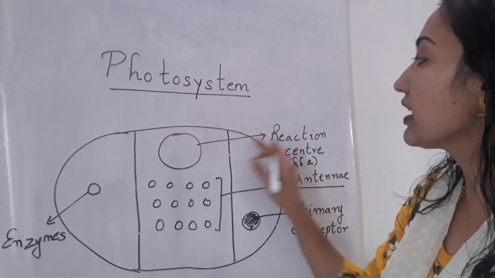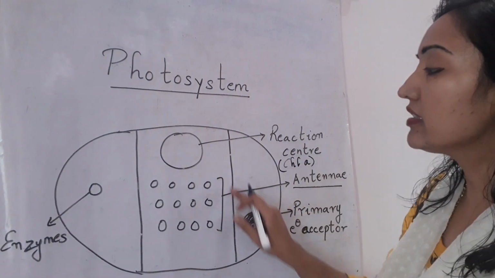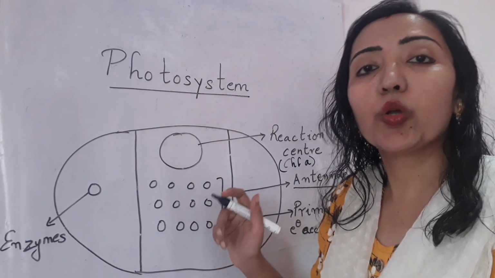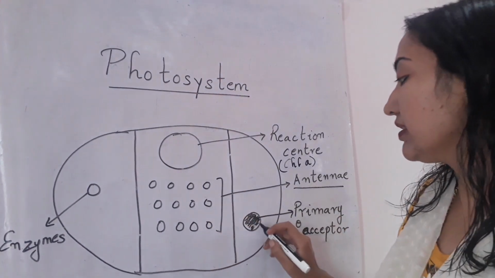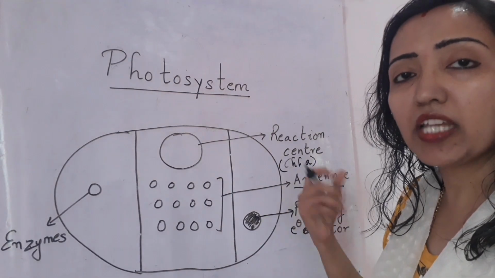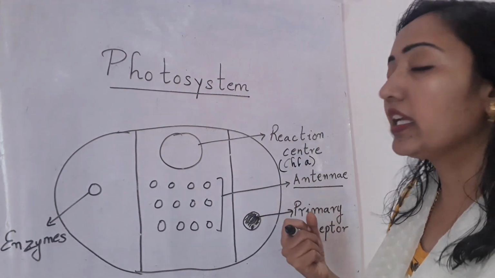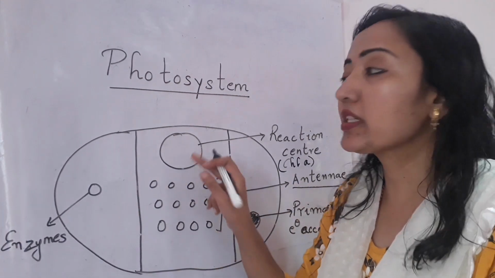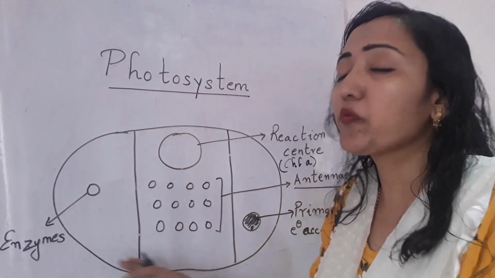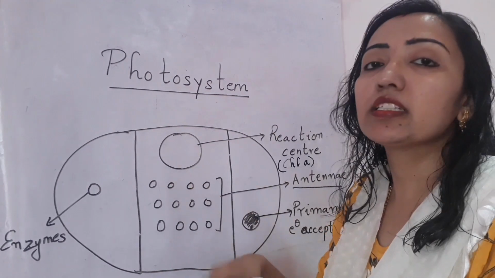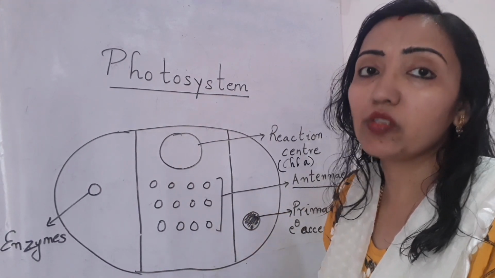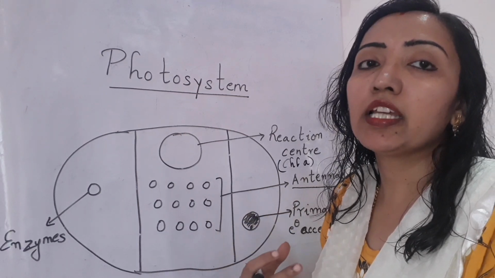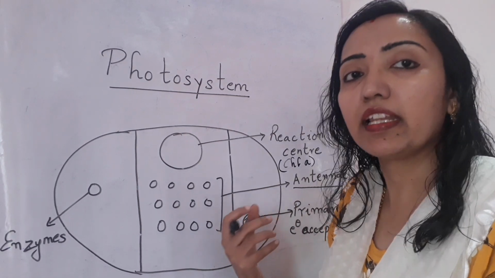So this is the reaction center, it is chlorophyll A. This is called the antenna, which consists of carotenoids, xanthophyll and chlorophyll B. And this is the primary electron acceptor, which accepts the electron. It has to take the electron to get the work done. Now enzymes are also present in the reaction center or attached to the photosystem. That's why the reaction center can carry out the photolysis of water. Photolysis is breaking of water to give hydrogen ions, oxygen and also electrons.